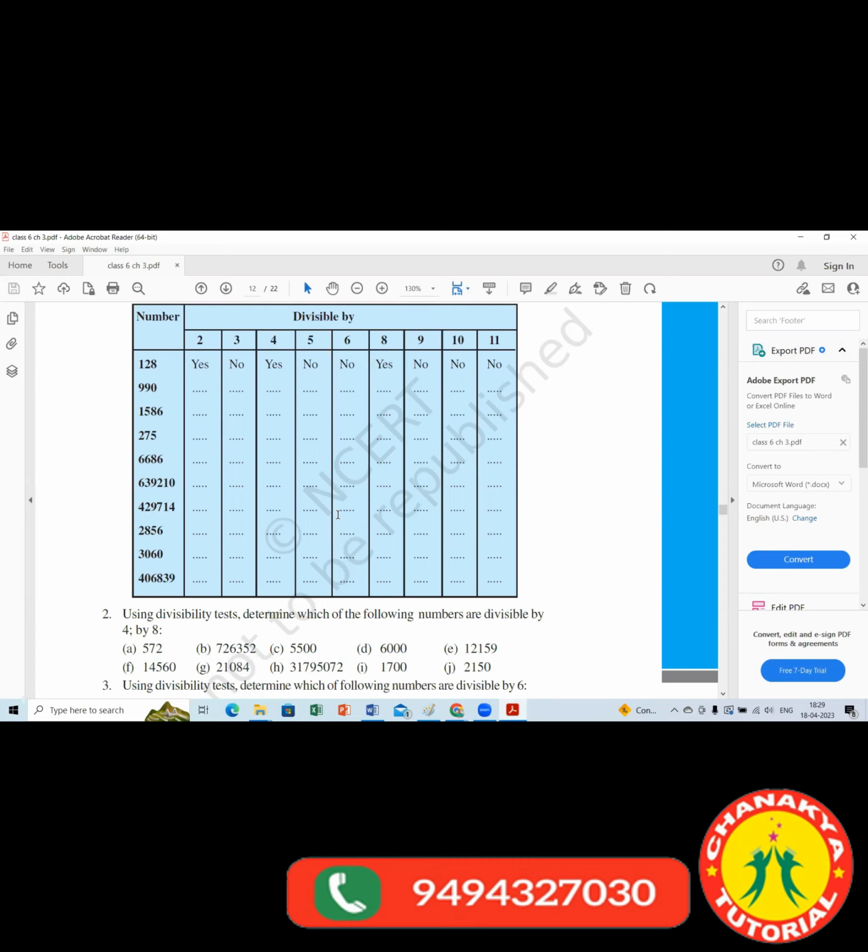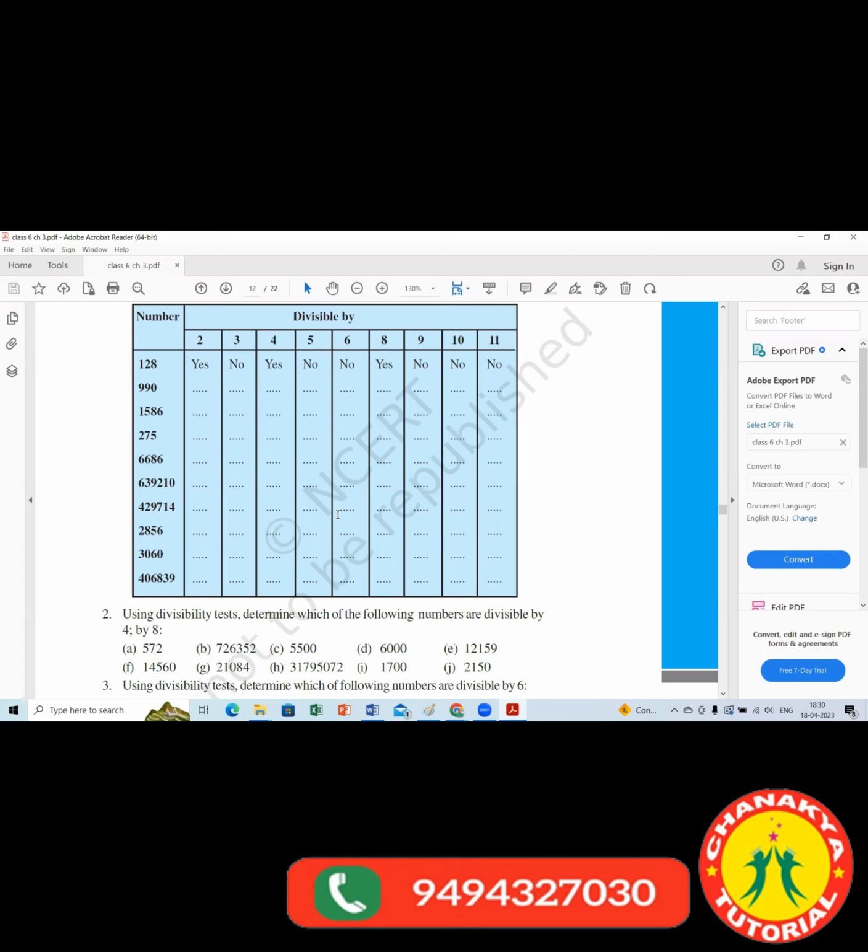What about rule 8? Rule 8 means the last 3 digits should be 0 or divisible by 8. Check whether 586 is in the 8 table or not. Do the division and check it. No, ma'am, it's not divisible. There's a remainder.